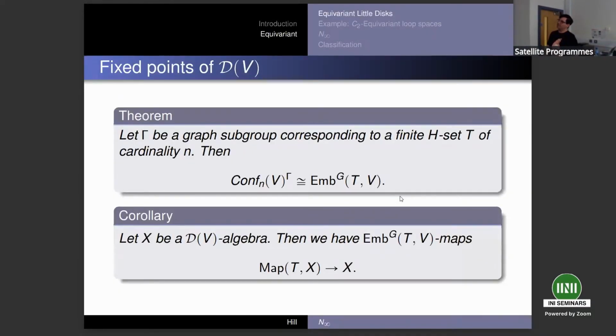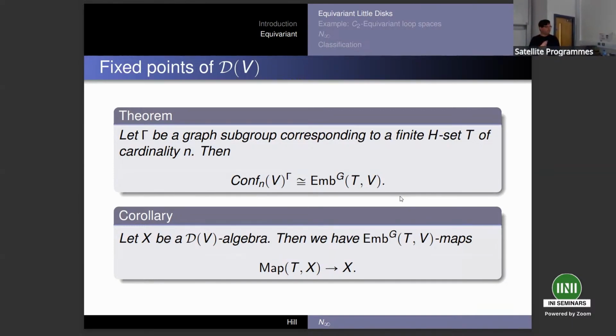And so using this, I can understand what happens from the various fixed points. So if I have a graph subgroup, and as I said, a graph subgroup corresponds to this finite H-set that has cardinality n, then I can understand the fixed points in my configuration space. That's the same thing as embedding my finite H-set. Oh, that should have been an H-equivariant embedding, excuse me. It's an H-equivariant embedding from T into V. That little G should have been a T.